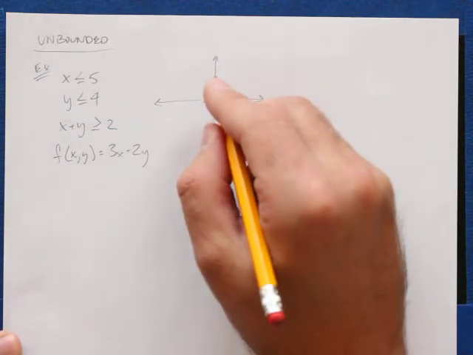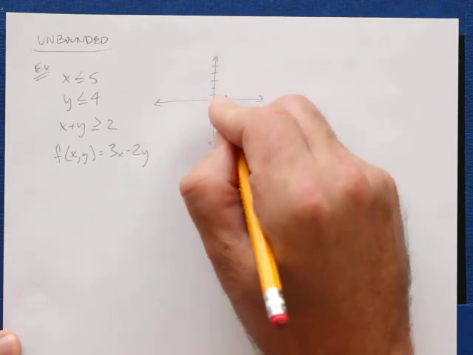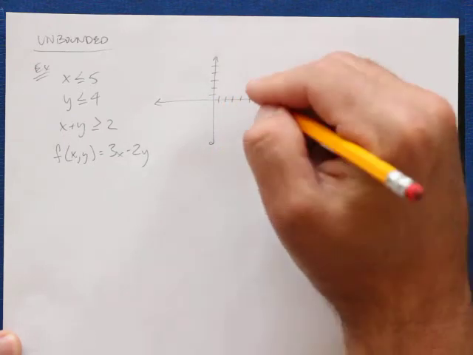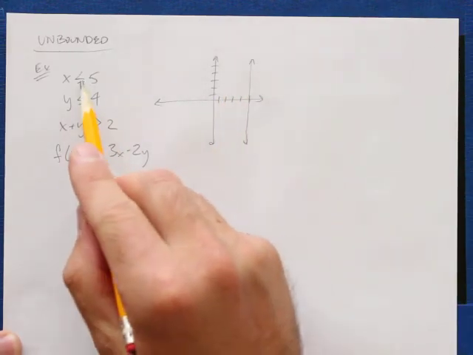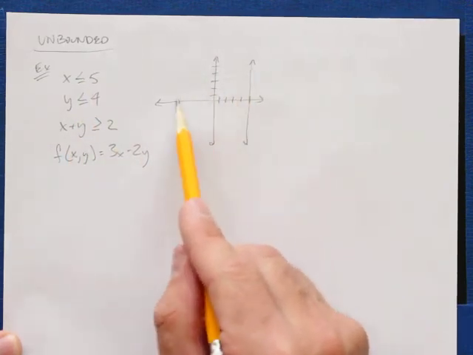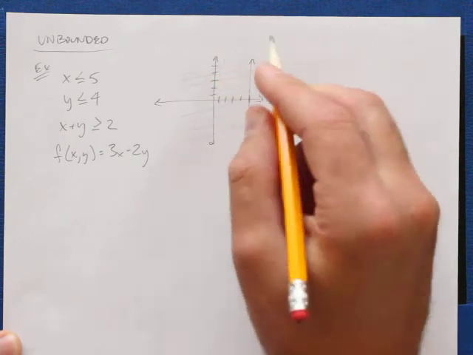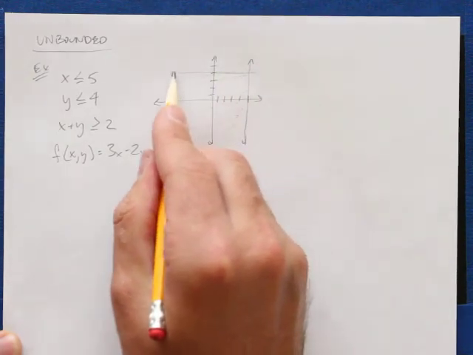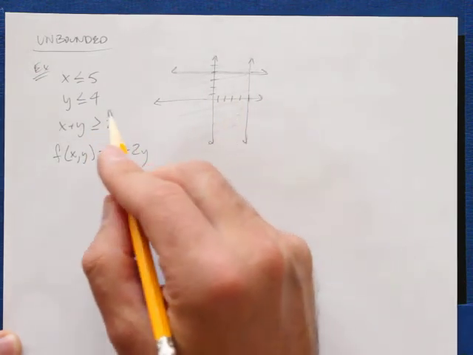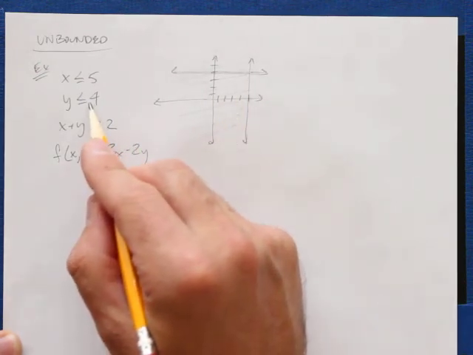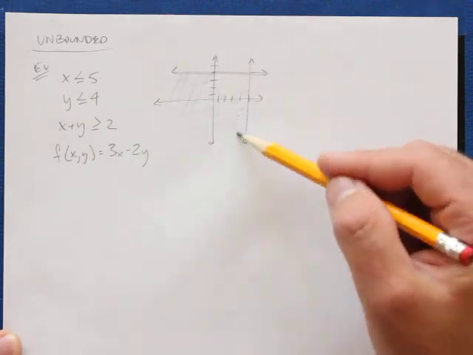And so we go x 1, 2, 3, 4, 5, 1, 2, 3, 4, 5. There's my x equals 5, and x is less than 5, so I'm going to shade this direction. Y equals 4, 1, 2, 3, 4 is here. And these are all less than or equal to, so it's including that line. Y is less than 4, so I'm going to shade underneath.